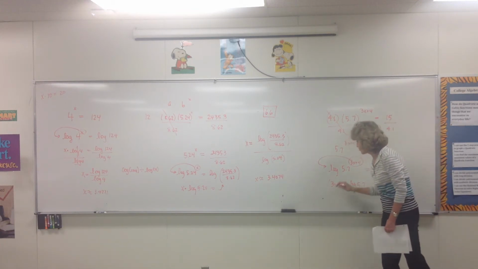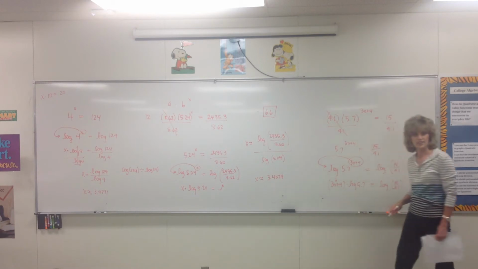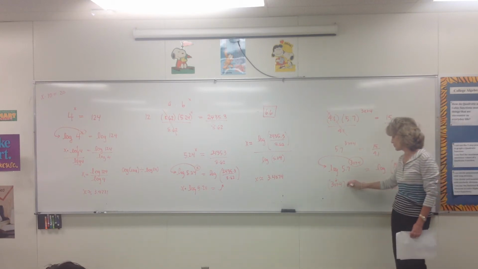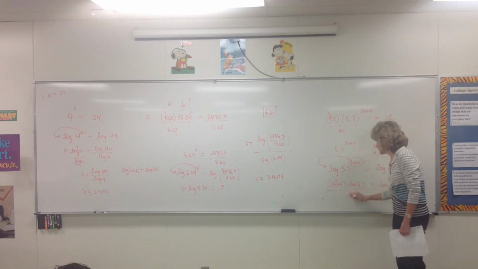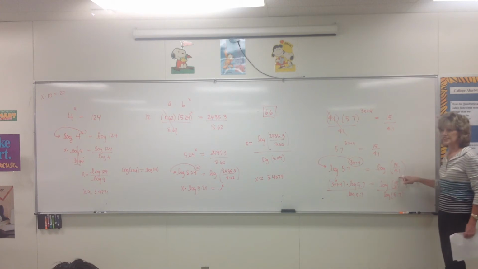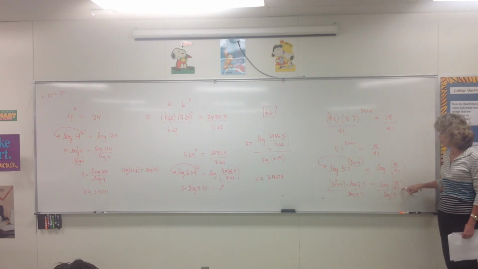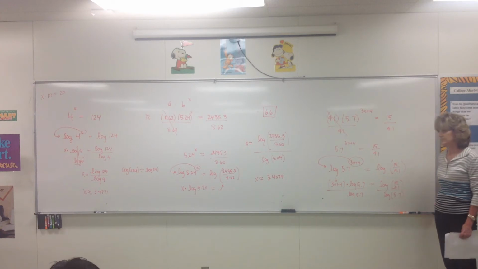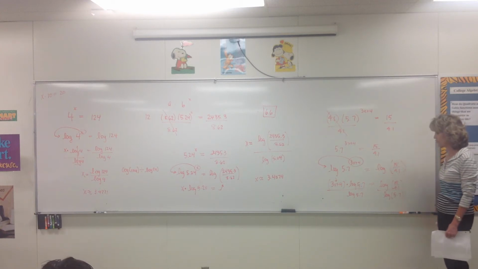In order to solve for x, keep in mind, here's your variable, we're trying to solve for x. The first thing we have to do is undo this multiplication. Divide both sides by log 5.7. So in your calculator, do this right quick. Type in log 15 divided by 4.1. Close parentheses. Divided by log 5.7. Close parentheses. Enter.